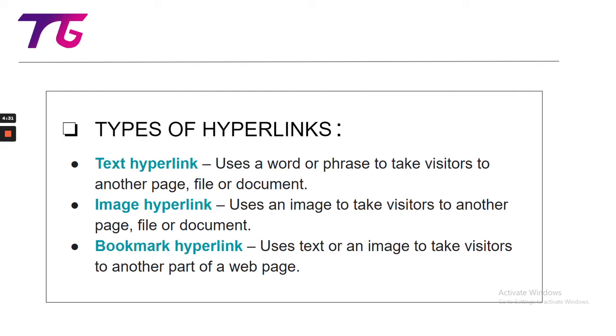Now, text hyperlink. It uses a word or a phrase to take visitors to another page or file or document, meaning a completely different web page. Image hyperlink: it uses an image as a hyperlink to take the user from one document to another document, or one web page to another web page. Bookmark hyperlink is similar to text hyperlink, but it uses text or an image to take visitors to a different part of the same web page.